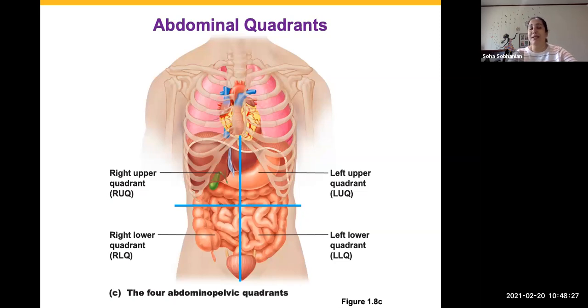It also helps you identify the location of the organs, and it helps when you do surgery. So these are all important for using the proper terminology to localize where the pains are, where the images are, or where you want to perform surgery. So hopefully that makes sense.